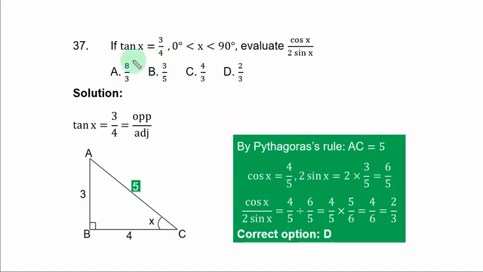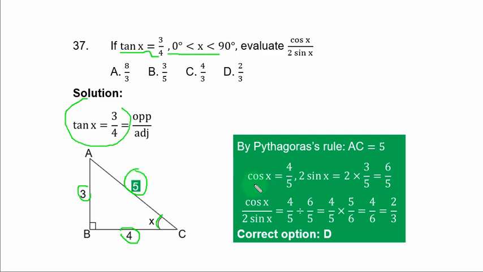Question 37. If tan x is equal to 3 over 4, 0 degrees less than x less than 90 degrees, evaluate cos x over 2 sin x. In order to evaluate cos and sine, we need the hypotenuse. From the information about tan x, we get the hypotenuse by considering a right angle triangle of this manner, where x is the acute angle and 3 facing x is opposite, 4 is adjacent. By Pythagoras rule, the hypotenuse AC is equal to 5.